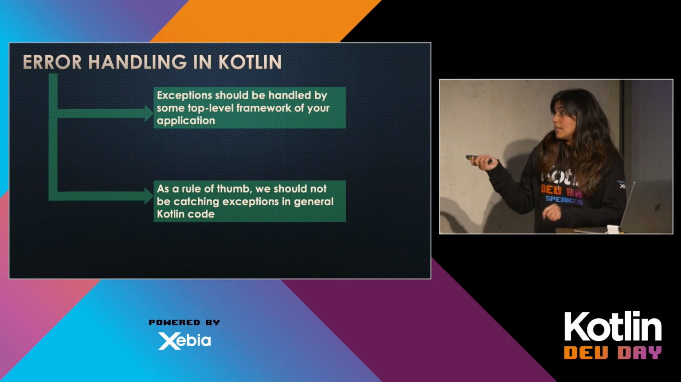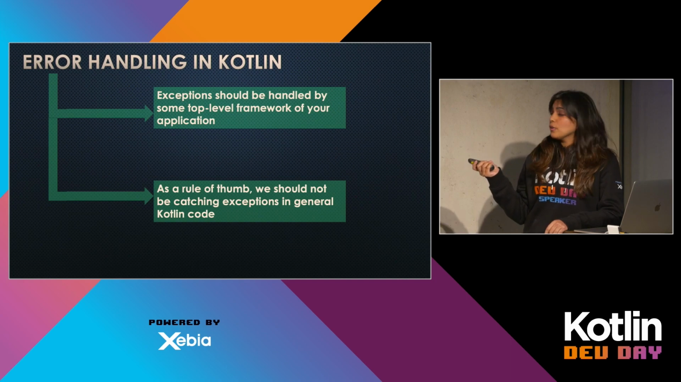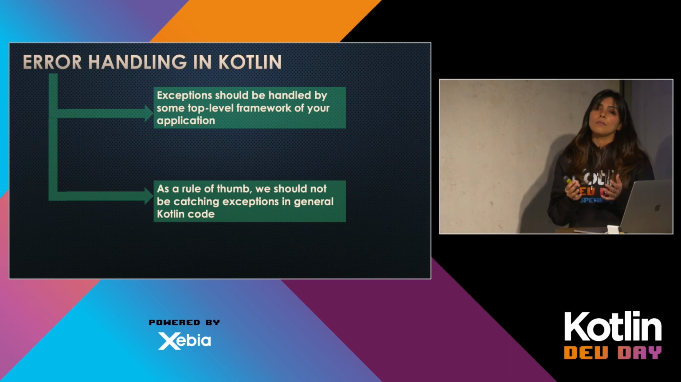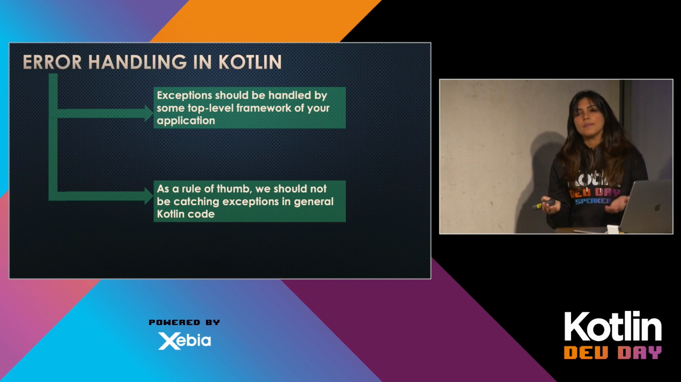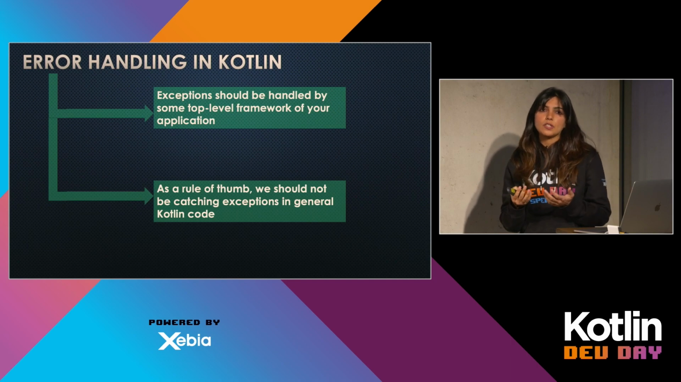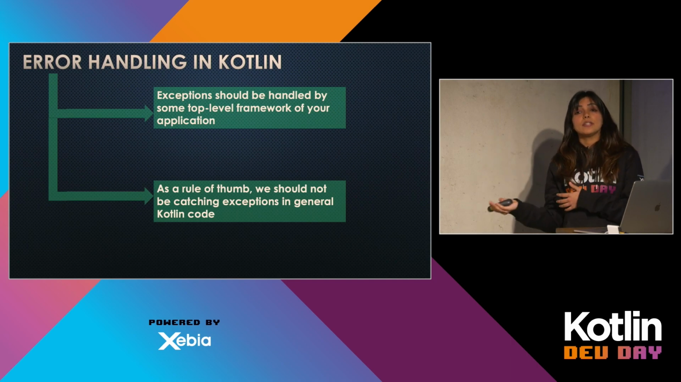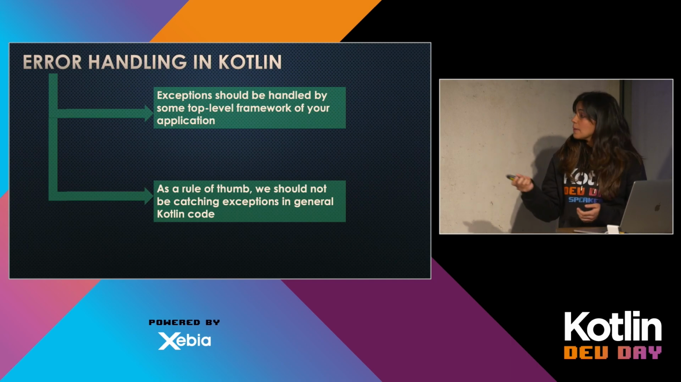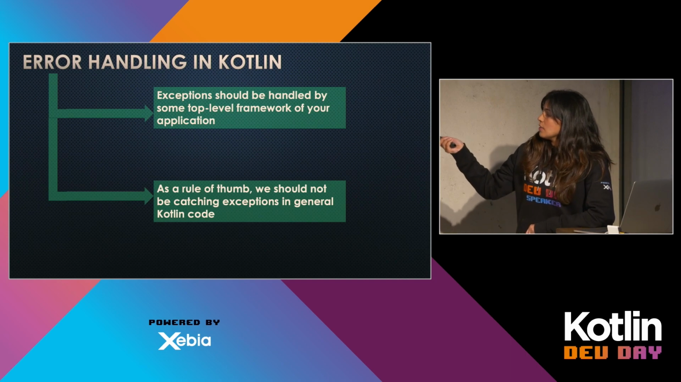Now, I have said pure Kotlin code. What do I mean when I say pure Kotlin code? I mean your core business domain, wherein your business logic lies. You want to keep your functions as pure as possible. You want to have a deterministic output for your functions. So let's focus on the pure Kotlin code.